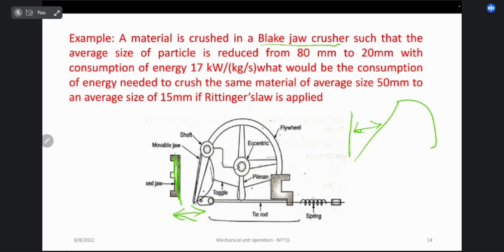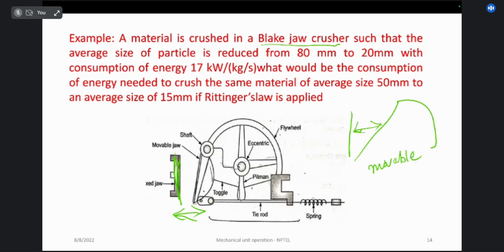This is a movable part. So the average size of particles is reduced from 80 mm to 20 mm with a consumption of energy of 17 kilowatt per kilogram per second. What would be the consumption of energy needed to crush the same material of average size 50 mm to an average size of 15 mm if Rittinger's law is applied?